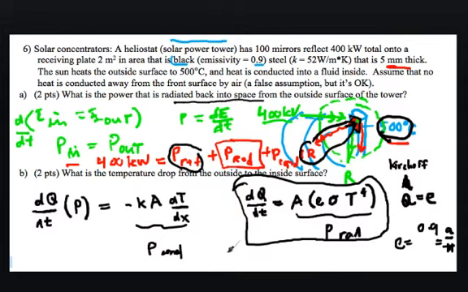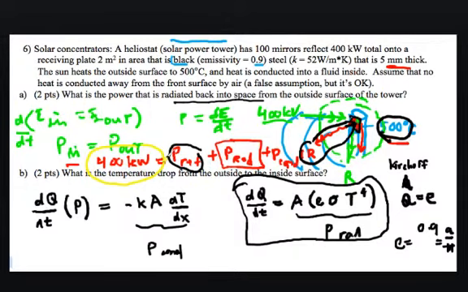Okay, let's take the next step in this question. The next step is, what is the temperature drop from the outside to the inside surface? Just as a reminder, in this situation we have 400 watts coming into our system. Here's our system, this tower where the light is being focused onto a plate on the tower. And we have 400 watts coming into that.